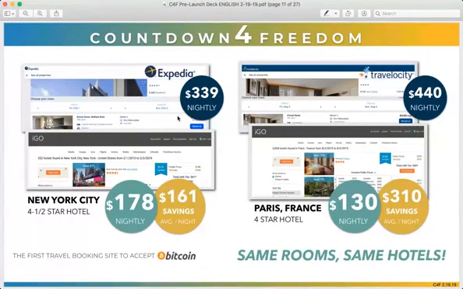First up, Expedia, $339 a night for a 4.5-star New York City hotel. With us, $178 a night, $161 in savings. But here's the deal. Same room, same dates. Go over to Paris, France. I experienced this one. $440 on Travelocity, $130 with us, $310 in savings.